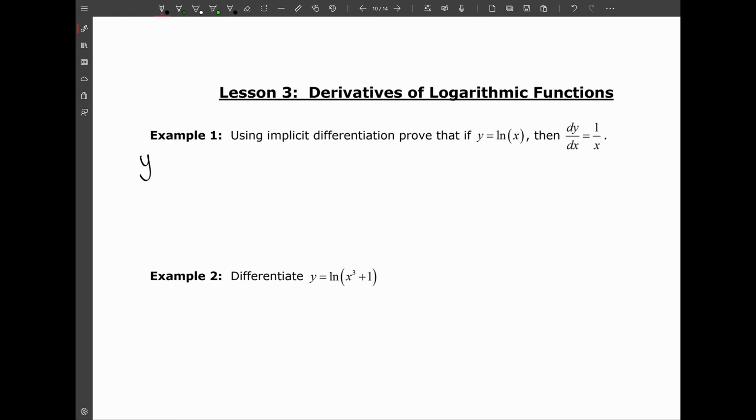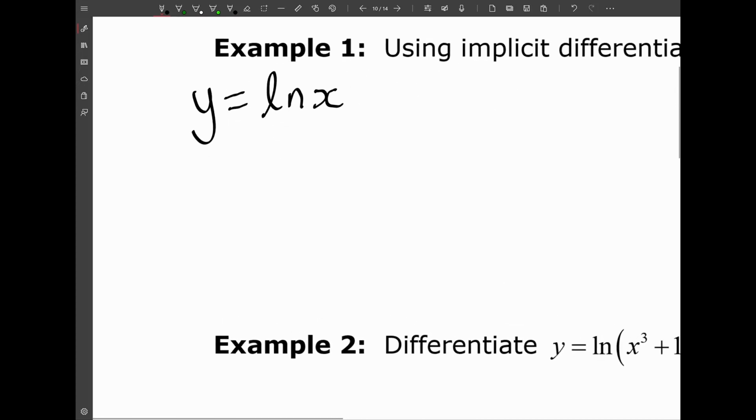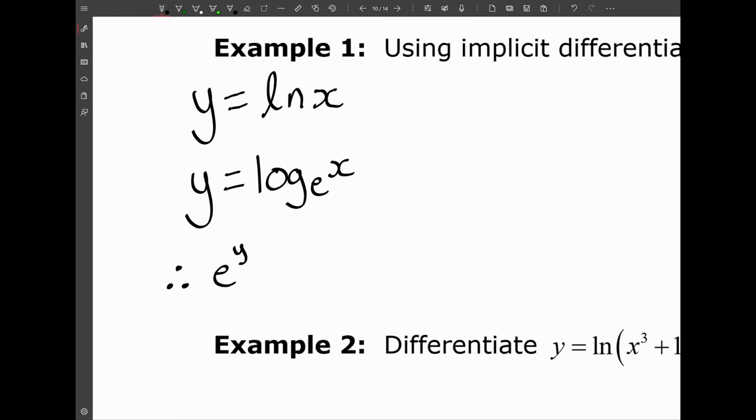So I'm going to start by just rewriting out the question over here so that everything flows nice and fluidly through my proof. So I start with y is equal to the natural log of x. I'm going to rewrite this, though, in its normal log form. Remember, the natural log is just the log base e. So natural log of x is log base e of x. And if I rewrite this in its exponential form, that means e to the power of y is equal to x.